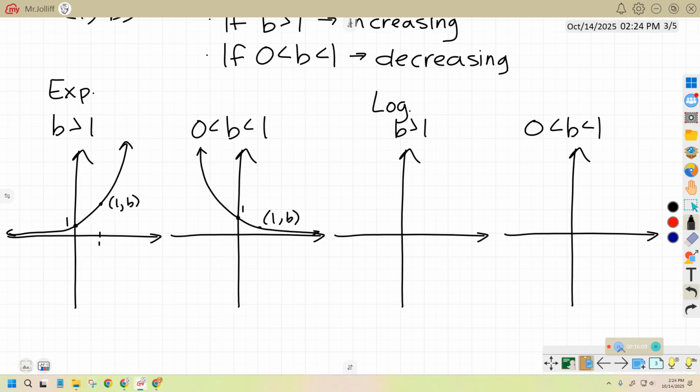And now we get to practice our inverse skills. We're going to start with the increasing exponential graph. So we're going to take this graph here, and we're going to switch x and y. So what was a horizontal asymptote is now a vertical. And my graph is doing this.